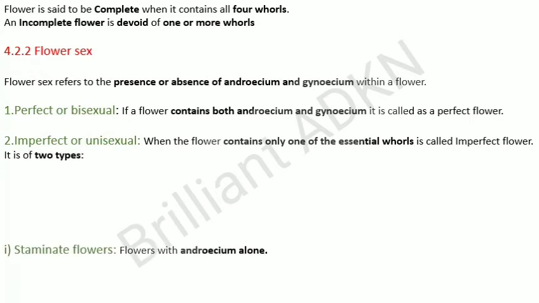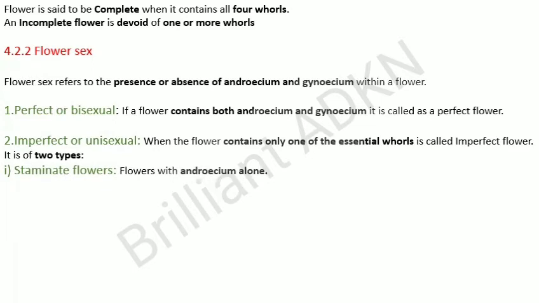Next, it is of two types. Staminate flowers: flowers with androecium alone are called staminate flowers. Pistillate flowers: flowers with gynoecium alone are called pistillate flowers.